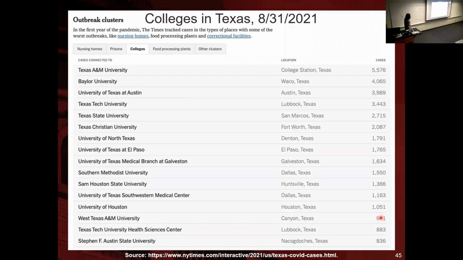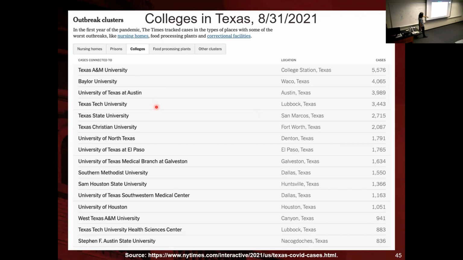Colleges in Texas, at least in one way, Texas A&M beat UT Austin, just to be mean with you guys, right? Since I'm a UT graduate. Number of cases: Texas A&M, 5,576. Baylor, 4,000. University of Texas, 3,900. Right? All there.